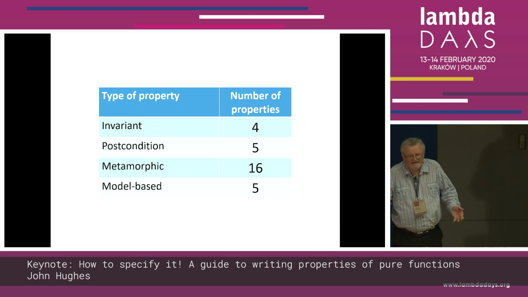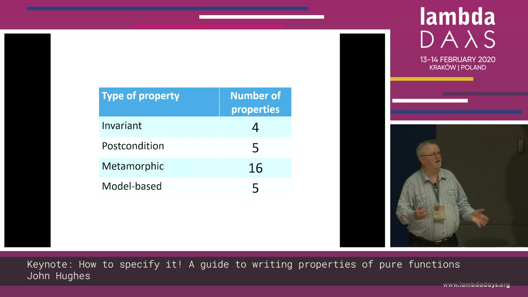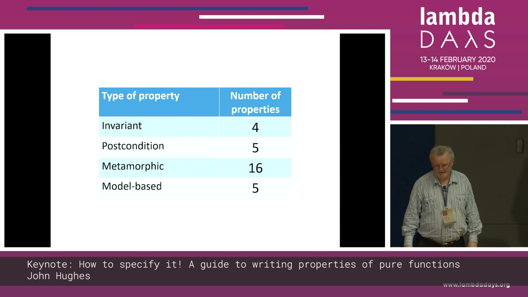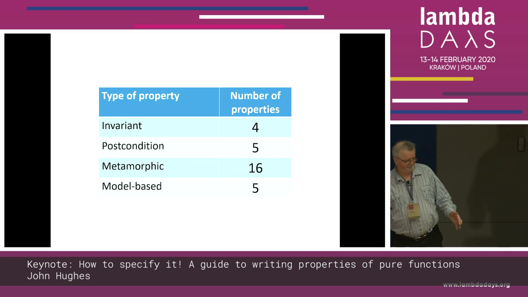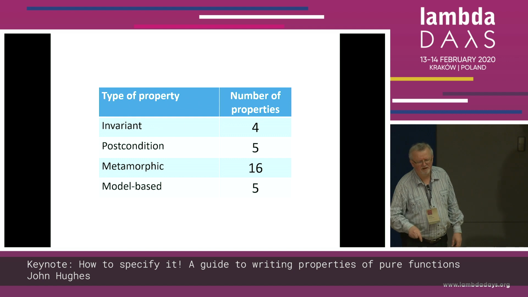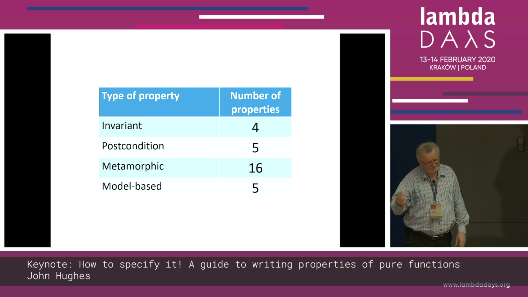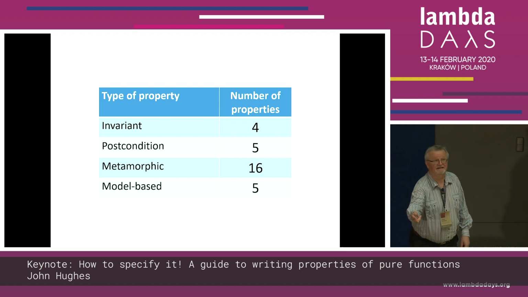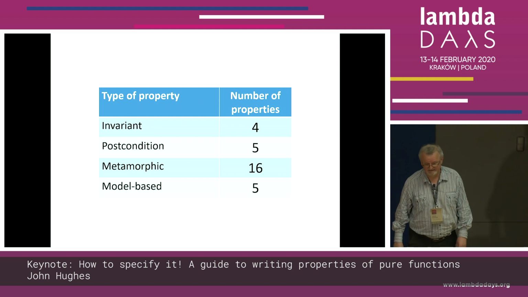So there are 4 ways of building trees, and so there are 4 invariant properties. There are 5 operations under test? No, 4 operations, but I had to write 2 postconditions for find. So I have 5 postcondition properties. Look at the metamorphic properties. I could think of 16 different ways of using that idea to come up with a property that is useful for testing.